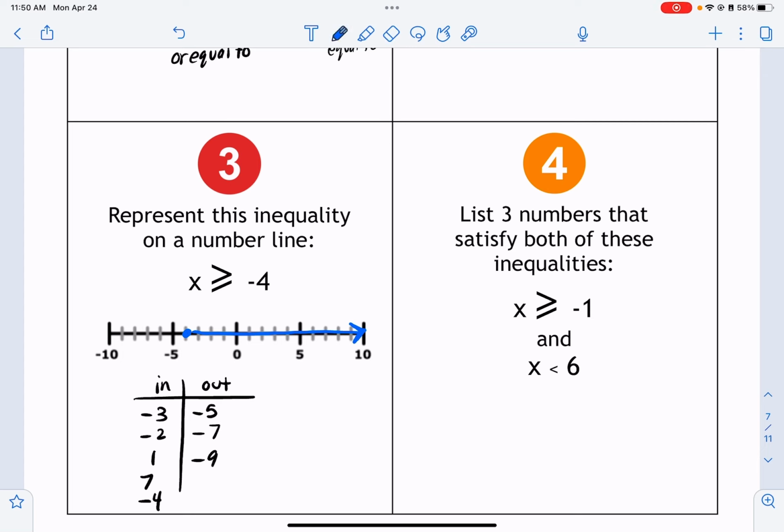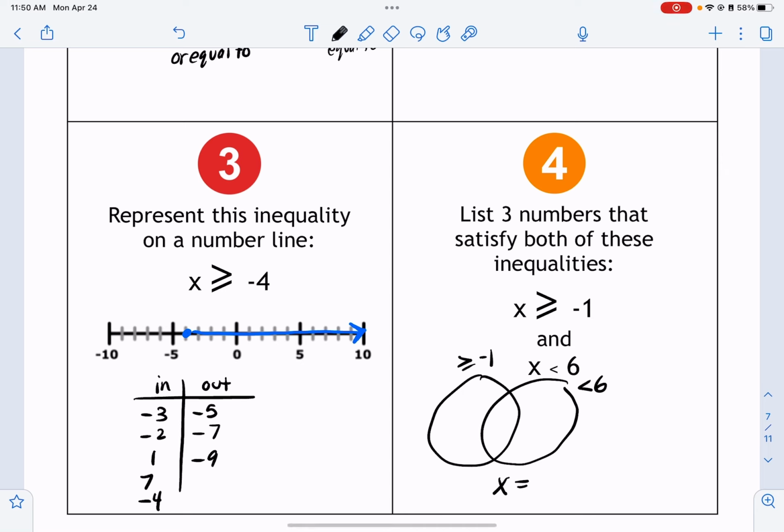List 3 numbers that satisfy both these inequalities. We want numbers that are greater than or equal to negative 1 and less than 6. You can also think of this as a Venn diagram, right? If this is greater than or equal to negative 1, this is less than 6, there's numbers that are included in both.